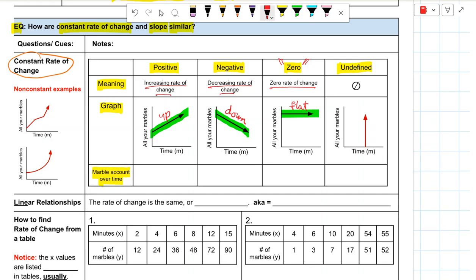And then the last one, the meaning of undefined, is exactly what you see here. It's an undefined symbol. Another way to write this would be a circle with a line all the way through it. That means undefined. The undefined one is also straight, but it goes vertical. So we're going to write vertical.